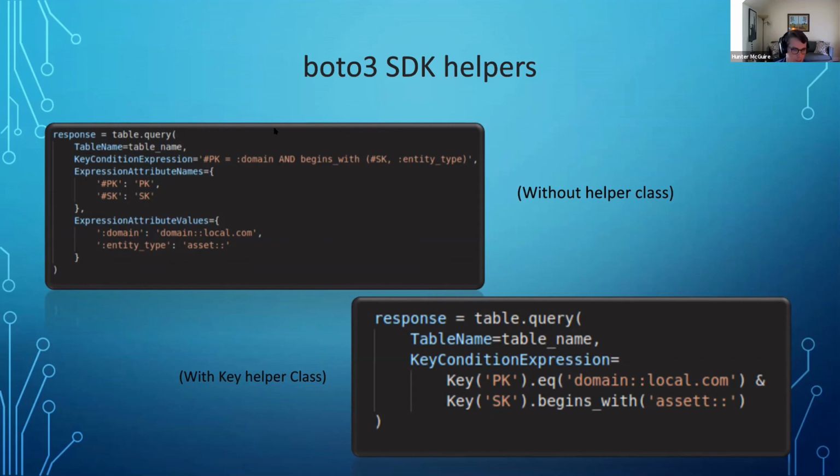And that to me is just unintuitive. I just don't like that. But luckily, there are some really good classes in the conditions within Boto3 that allow you to do some shortcuts around that. So the key class is one of them.